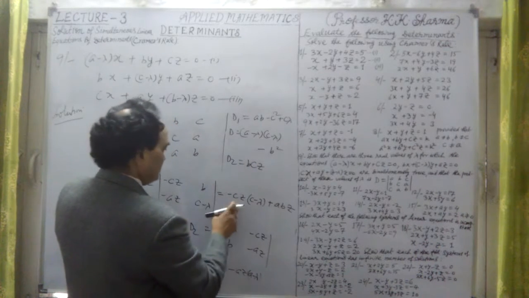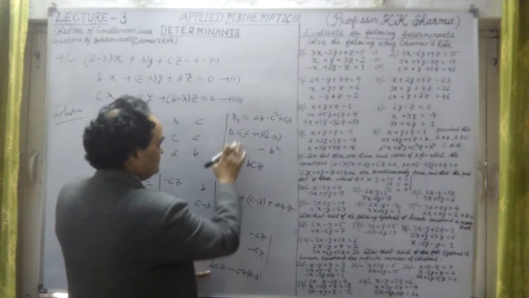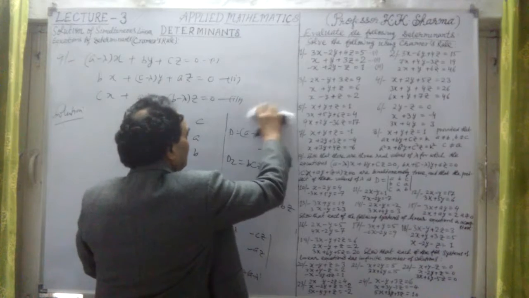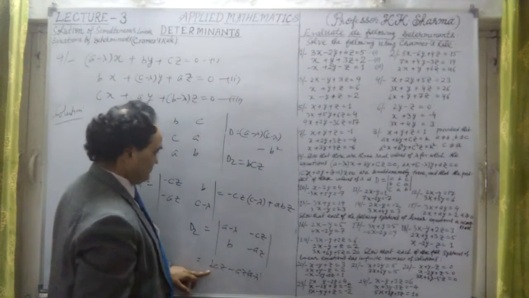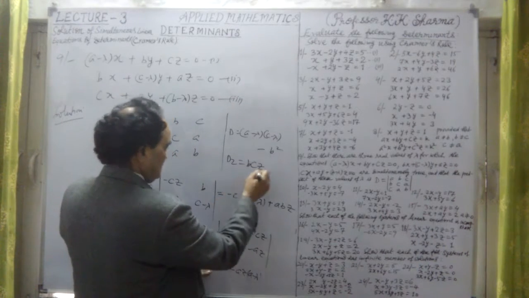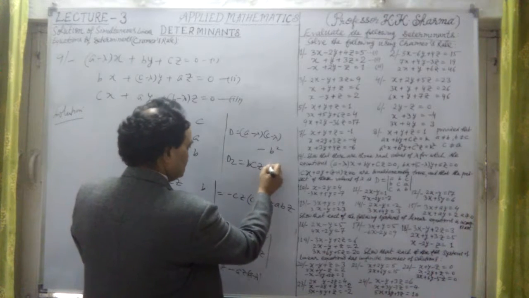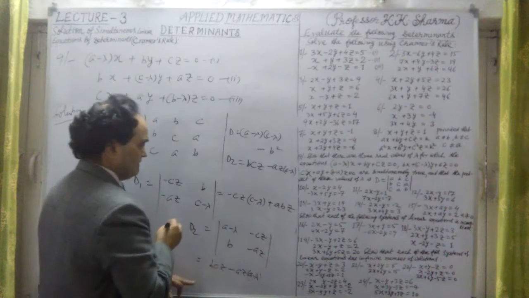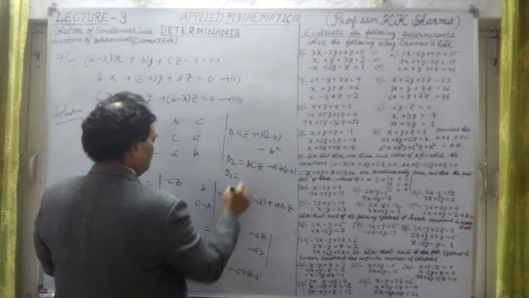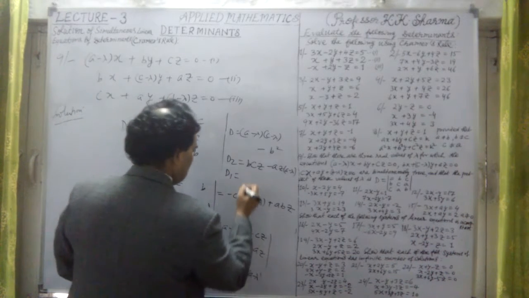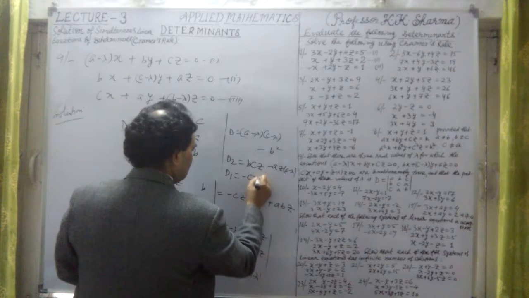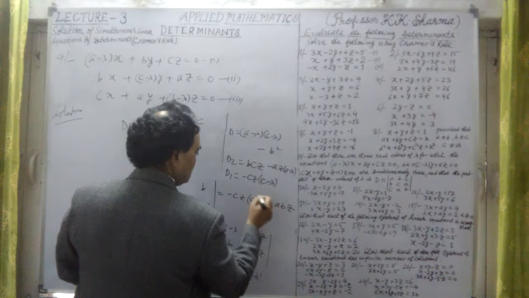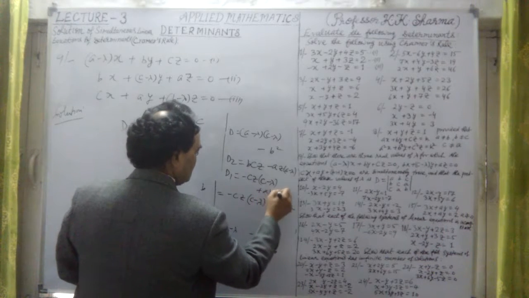BCZ. The D1 is this value. This is not D1. D1 is not this value. D1 is this, and D2 is this: BCZ minus AZ into A minus lambda. And D1 is this value minus CZ into C minus lambda plus AB into Z.